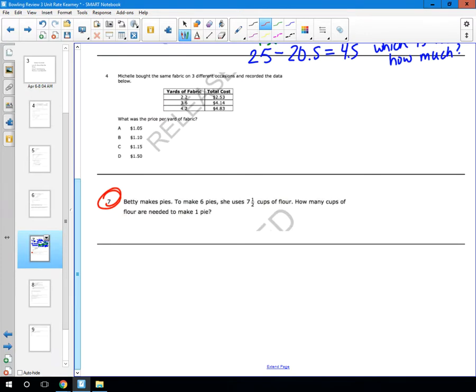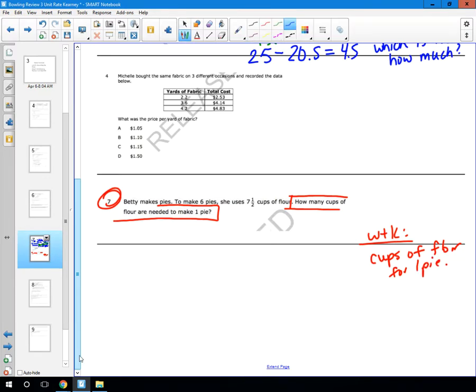So it says, Betty makes pies. To make 6 pies, she uses 7.5 cups of flour. How many cups of flour are needed to make 1 pie? So I'm going to mark my text. So I'm going to box in what my question is. And I'm going to write my want to know. So my ultimate want to know is I want to know how many cups of flour for 1 pie. So I know that to make 6 pies, I can use 7.5 cups of flour. I want to know how much just for 1 pie.